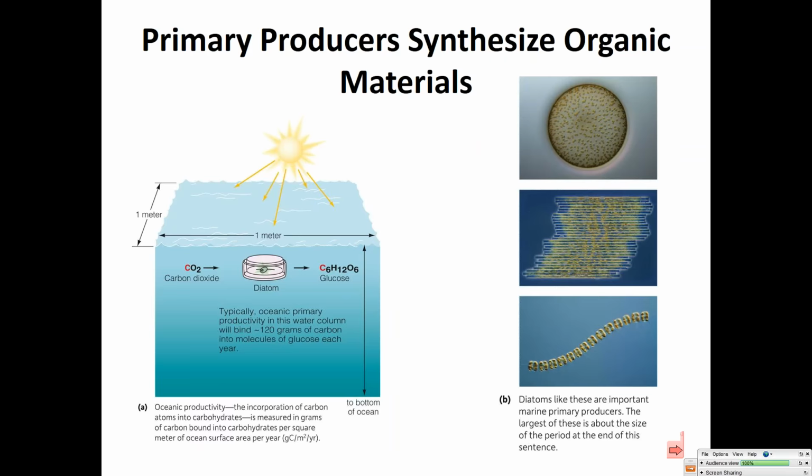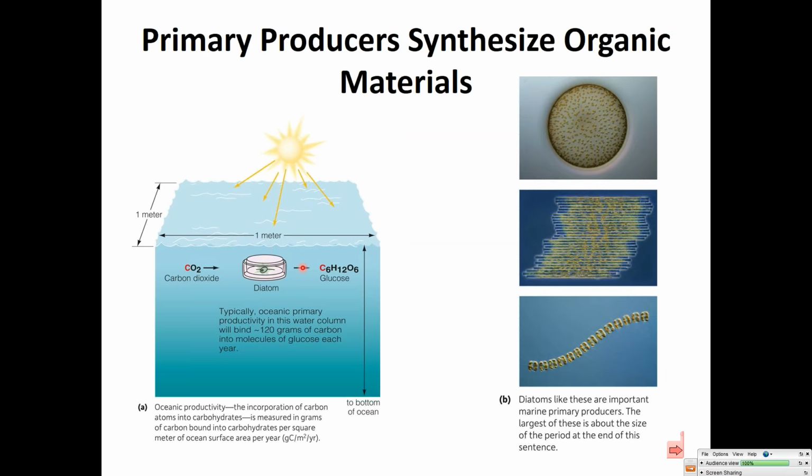So here we see these phytoplankton. This is a diatom. It's a very common, most productive type of phytoplankton. It takes CO2, water, and light from the sun, and it forms glucose, a hydrocarbon, right? And so we measure primary productivity by how many grams of carbon. This carbon was taken from inorganic carbon dioxide and bound into an organic molecule, glucose, by this diatom.